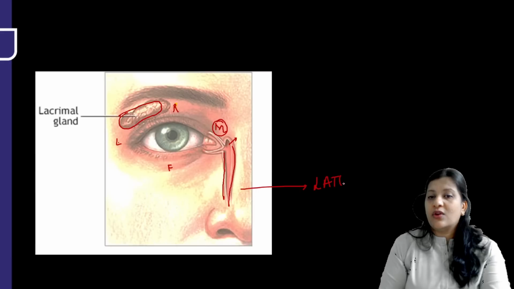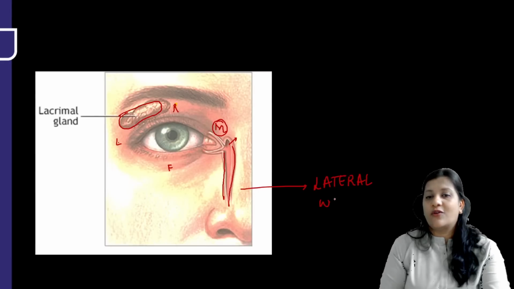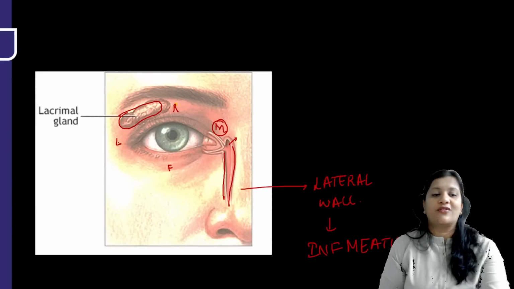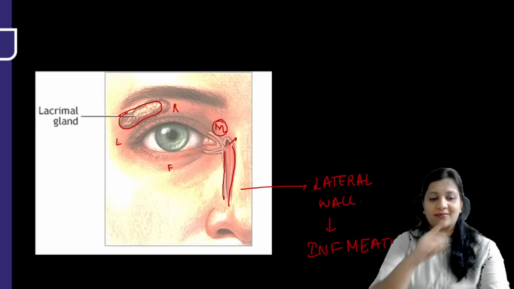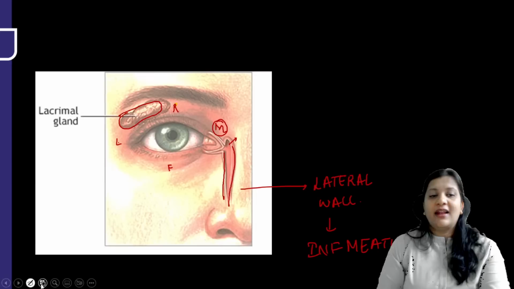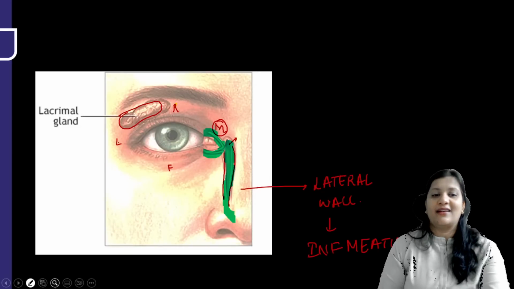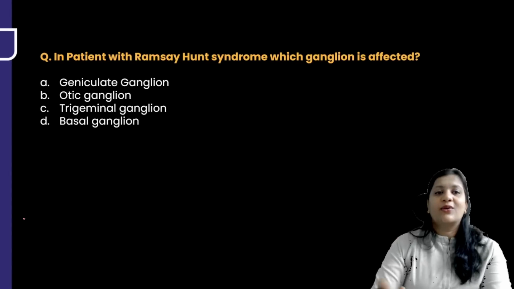So nasolacrimal duct opens in the lateral wall of the nose, in the inferior meatus. Okay, I hope you got it. So we have the lacrimal sac, which is formed by the upper canaliculus and lower canaliculus. They join to form the common canaliculus. This opens into the lacrimal sac. From the lacrimal sac you have the nasolacrimal duct. This nasolacrimal duct opens in the inferior meatus of the nose. Let's go to the next question.